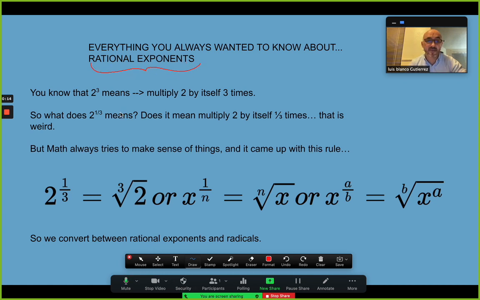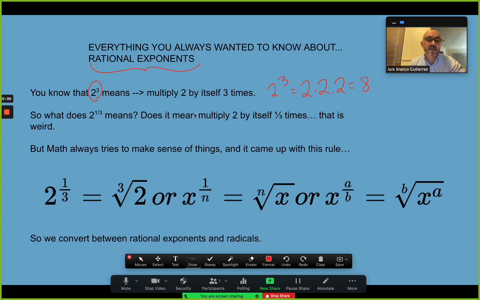Today we're going to do a lesson on rational exponents. We did something before, so you know the meaning of 2 to the power of 3, right? It means that you need to multiply 2 by itself 3 times. So we get 2 times 2 is 4, times 2 is 8.